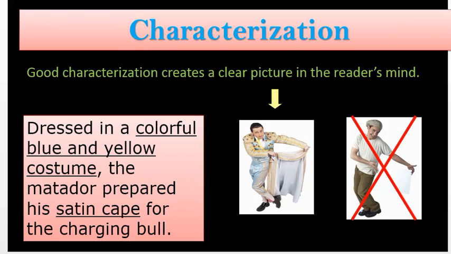Good characterization creates a clear picture in the reader's mind. For example, dressed in a colorful blue and yellow costume, the matador prepared his satin cape for the charging bull. In this case, the character is dressed in colorful blue and yellow costume, and he has a satin cape. All those words are used to further describe and give details about the character.